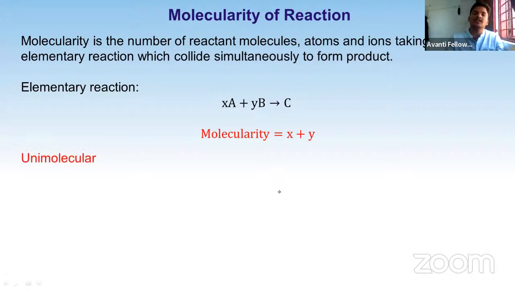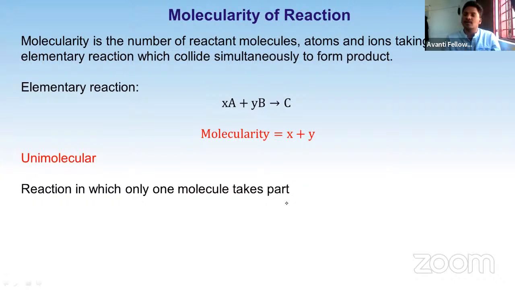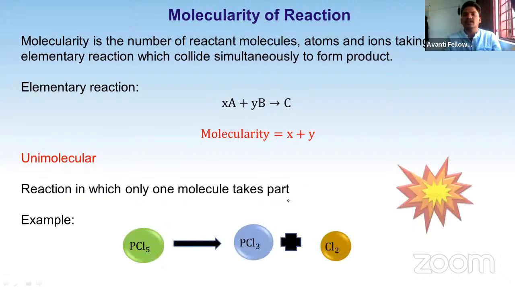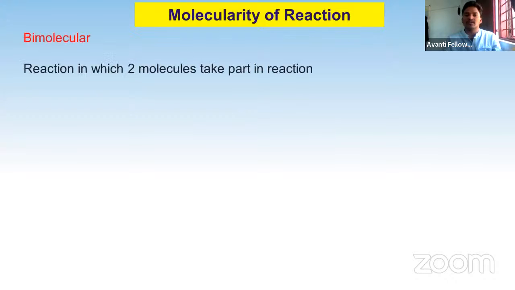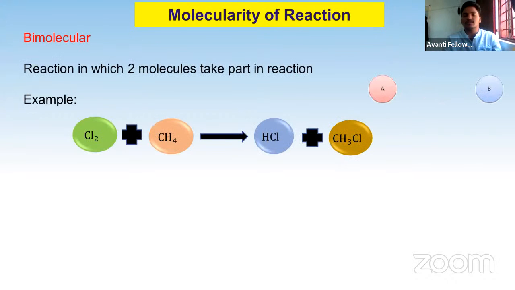Similarly, we have seen bimolecular. This is one example where 2 molecules are involved. Trimolecular will have 3 molecules involved here. In the last class, I discussed why these are rare, because the collision is very less. That's why we can clearly say that molecularity above 3 is rare.